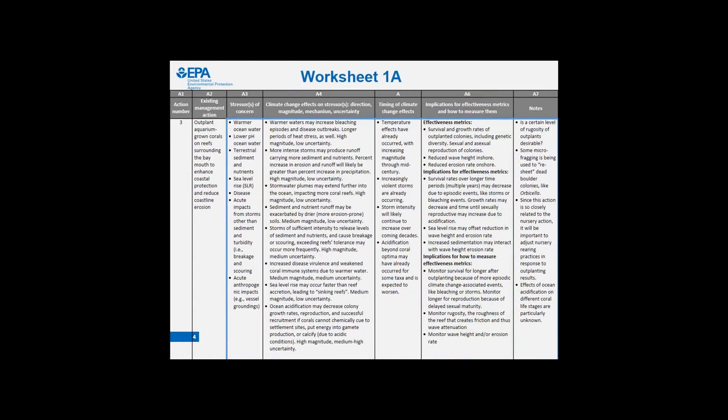Next bullet, increased disease virulence and weakened coral immune systems due to warmer water. There is clear evidence that this is the case. Warmer water tends to exacerbate diseases, tends to weaken the corals, make them more prone to get the diseases. The magnitude here is estimated to be medium with a medium uncertainty. Sea level rise may occur faster than reef accretion, leading to sinking reefs. Here where I live in Florida, we are not seeing a great deal of reef accretion, if any, at this point, and sea level rise is clearly occurring, so we worry about this quite a bit.